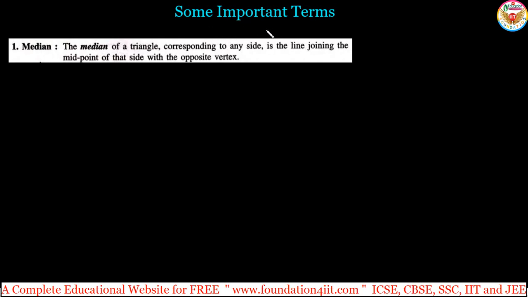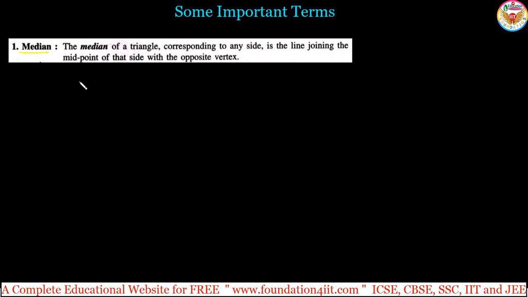Some important terms in triangles, in congruency in triangles. Let us know some important terms in this. So median and altitude I'll explain. First, when you see the word median, the median of a triangle corresponding to any side is the line joining the midpoint of that side with the opposite vertex.